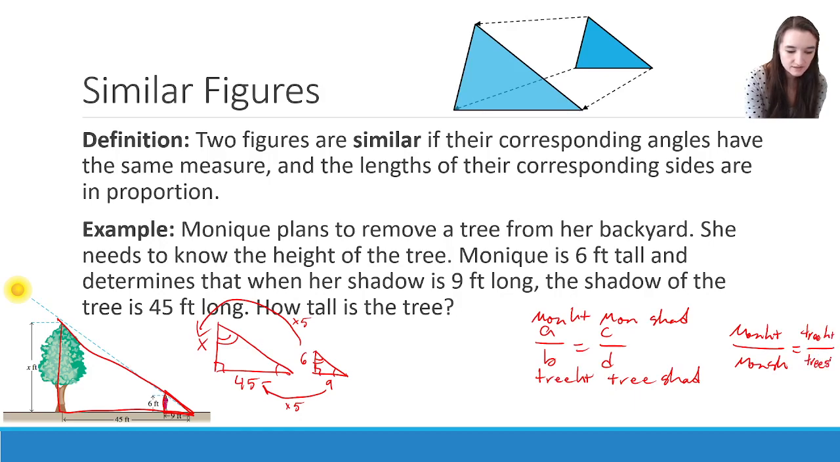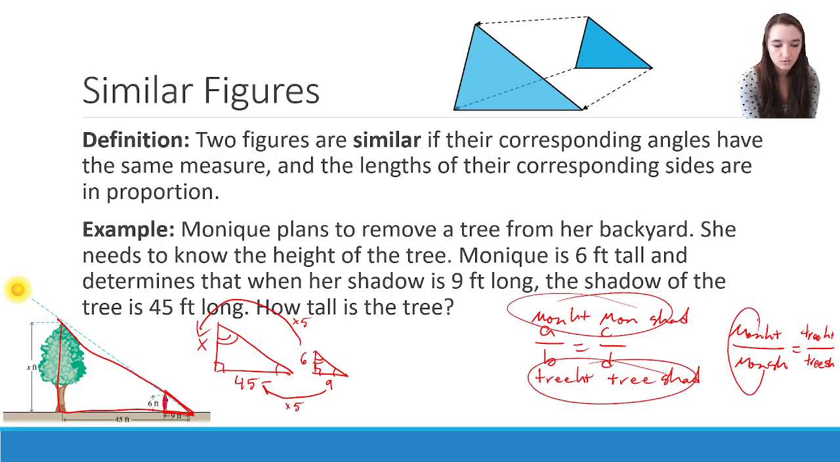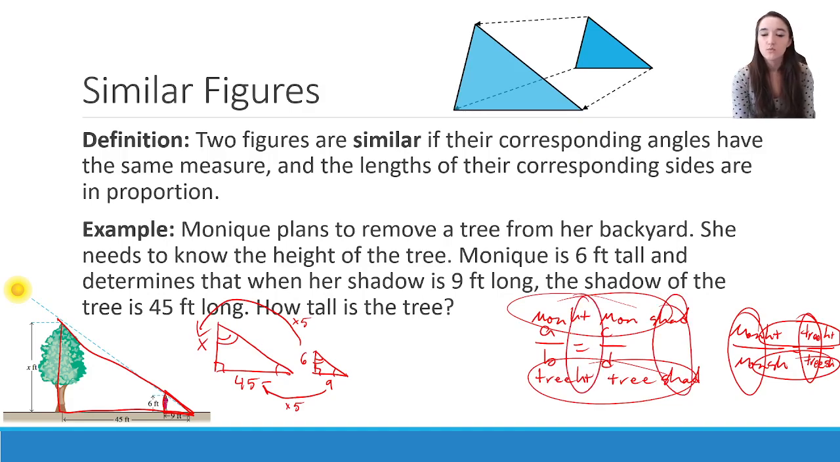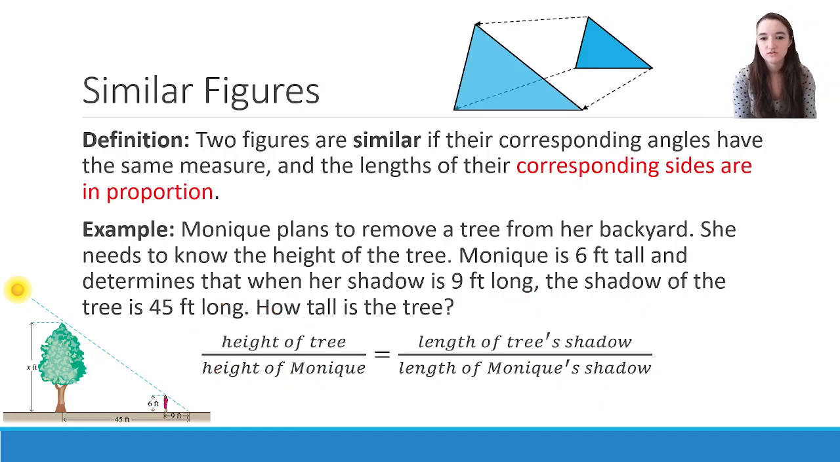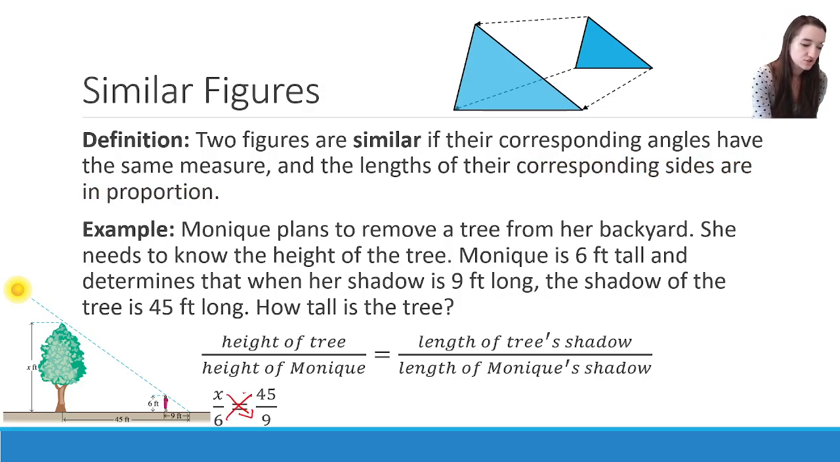Just notice that what matters is that the Moniques are in line and the trees are in line, or Monique's in line, trees in line, and then heights are in line, shadows are in line. Shadows in line, heights in line. So we don't want to ever pair them improperly. That's why having the figure can be a little bit easier, but here I've done height of tree over height of Monique equals length of tree shadow over length of Monique's shadow, which gets us x over 6 equals 45 over 9. Then we do cross multiplication.